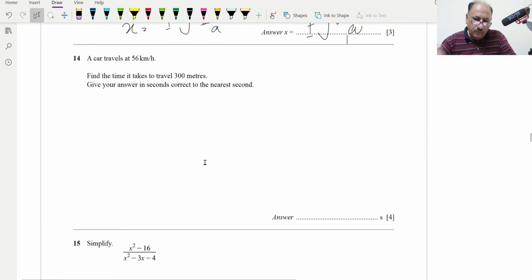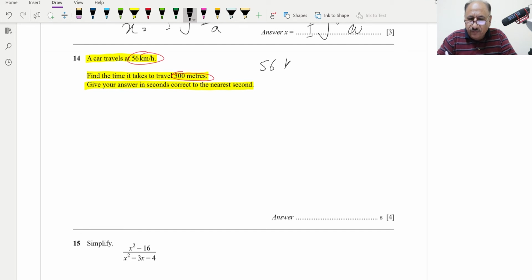Now question number 14. A car travels at 56 kilometer per hour. Find the time it takes to travel 300 meters. Give your answer in seconds, correct to the nearest second. So keep in mind this is in meters, whereas this is in kilometer per hour. So we have to change. The answer is required in seconds, so kilometer per hour we have to change into meter per second.